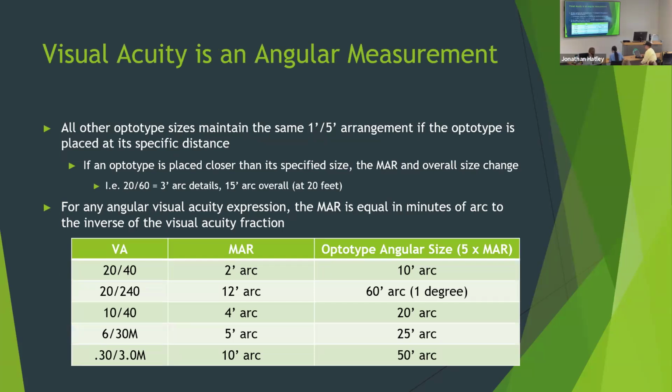So I did some examples here just to show you, you may have seen this table before, what the relationship is between the visual acuity and the MAR and then the overall optotype angular size. So if the letter is a 40-foot letter and it's held at 20 feet, then all you have to do is divide 40 by 20 to come up with the MAR. And then you multiply that MAR times 5, and that's the overall optotype size.